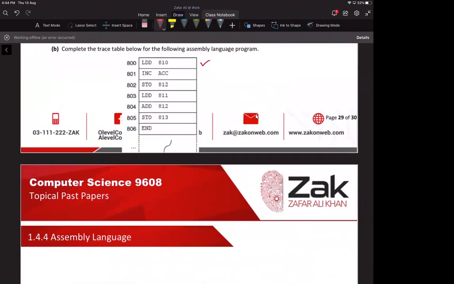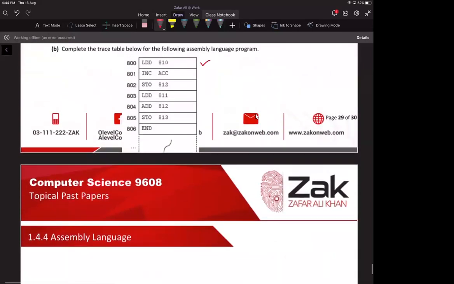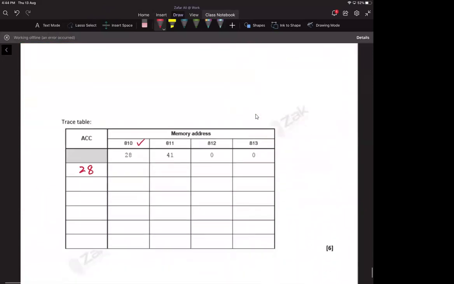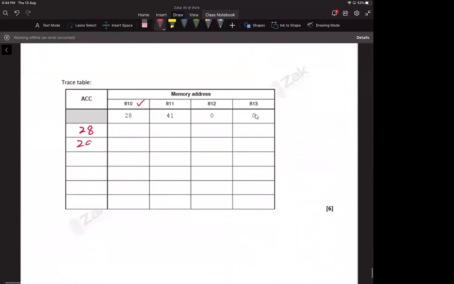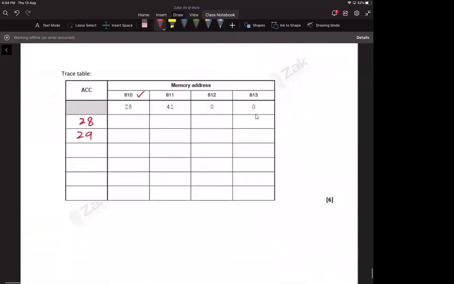LDD810. So 810 has got what? 810 has got 28 in it. 28 is loaded to accumulator. Then increase the accumulator. So accumulator will be increased by 1 and it will become 29. Then we have got store at 812. So this will be stored at 812.